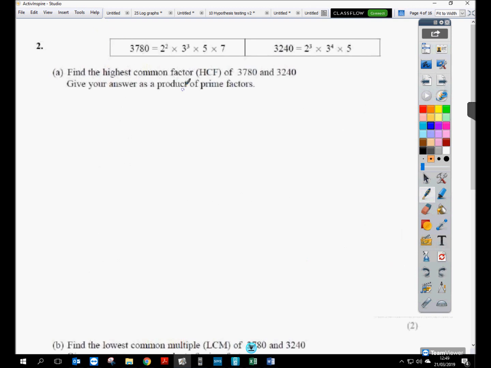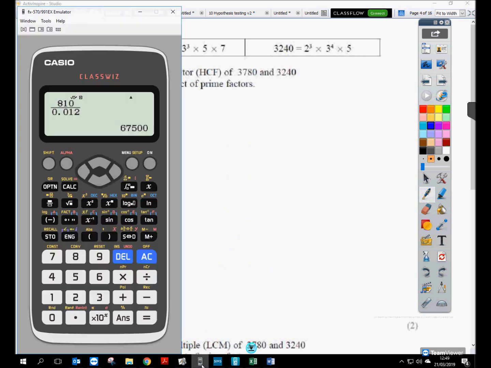Next question. So, find the highest common factor. What you do is, first of all, you need to write the numbers as products of prime factors. So it's quite nice in this question because it's already been done for you. If it hasn't been done for you, what you need to do is type in the number 3780, press equals, then press shift and the fact button, and it will appear with the answer as a product of prime factors.